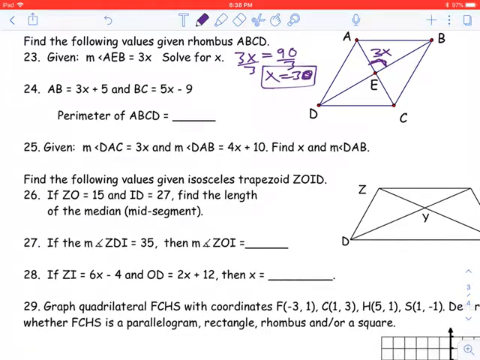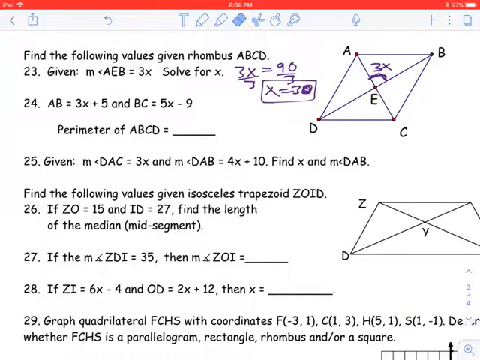And then number 25, given measure of DAC. This is for the same picture. I'll do a different color here, not to confuse you. DAC is this angle right here, that's 3x. And DAB, the whole angle, is 4x plus 10. Find x and the measure of DAB.